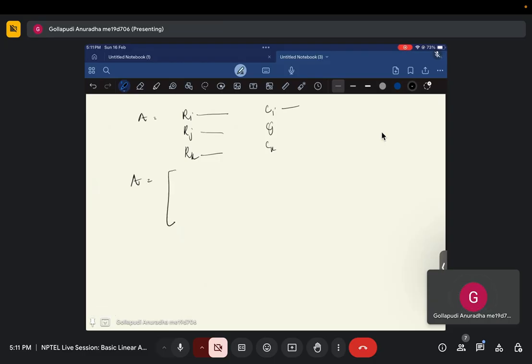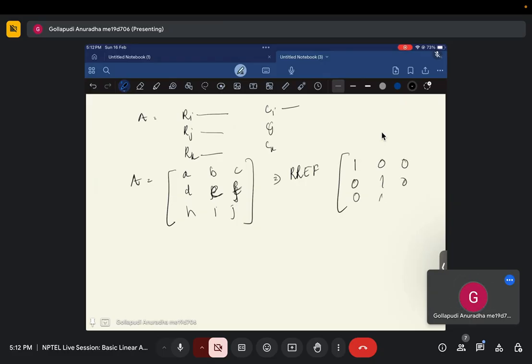But I suppose that statement is false. So what I'm saying is, for example, I am converting it into row reduced echelon form. Then ultimately, because it's a full rank matrix, we are going to get the identity matrix. So I'm having a pivot in the first row, second row, and third row.